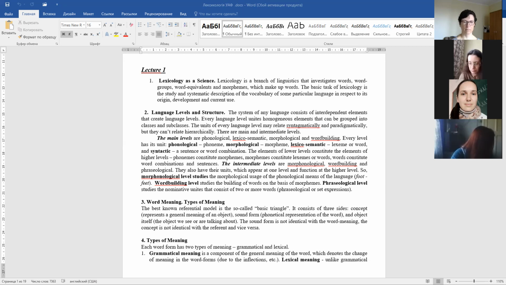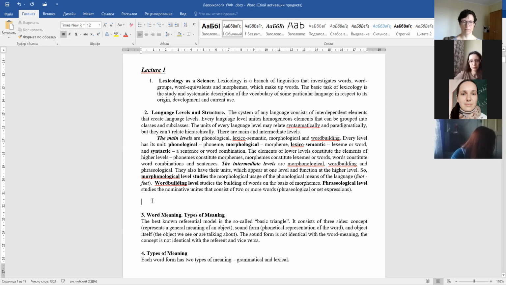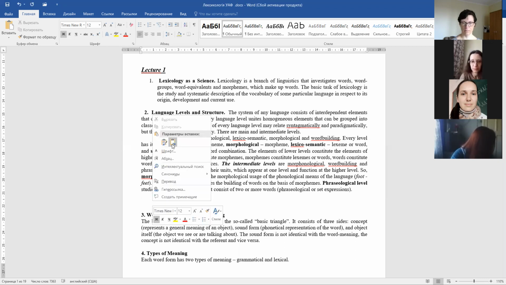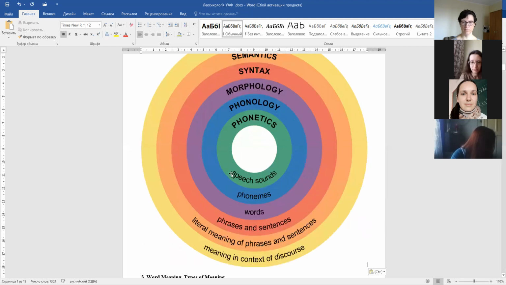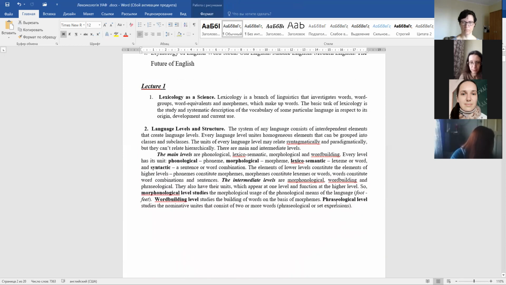They also have units which appear at one level and function at the higher level. So the morphonological level studies the morphological usage of phonological means of the language. The word-building level studies the building of words on the basis of morphemes. The phraseological level studies the nominative units that consist of two or more words, phraseological or set expressions.